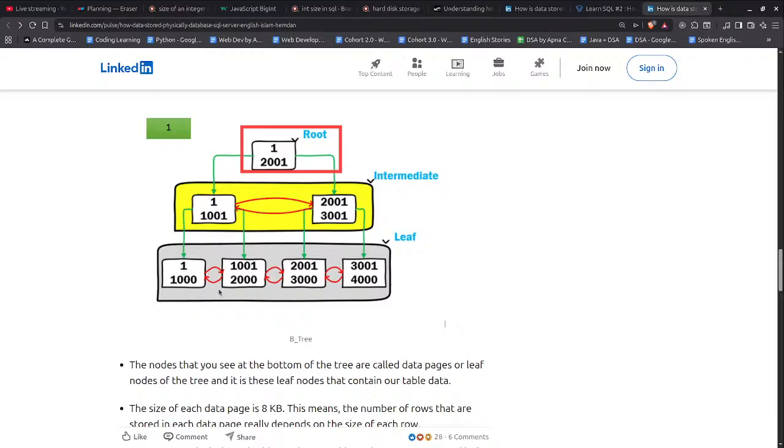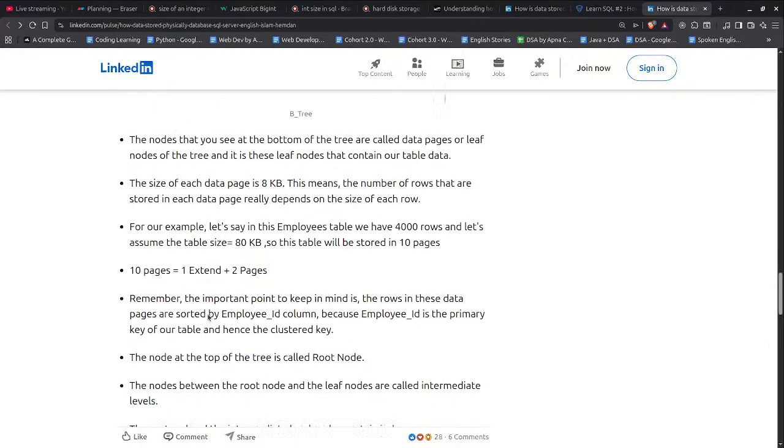But there can be many pages, right? So between 1 to 1000 there can be many pages, if I'm not wrong. So this is the overall leaf, and there will be many pages inside that.